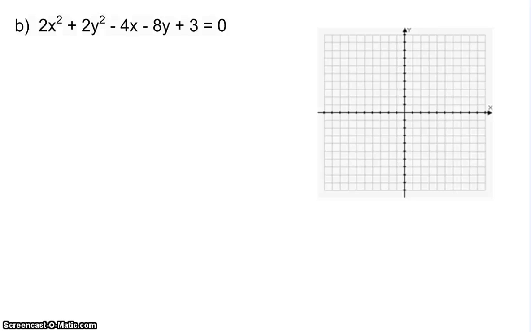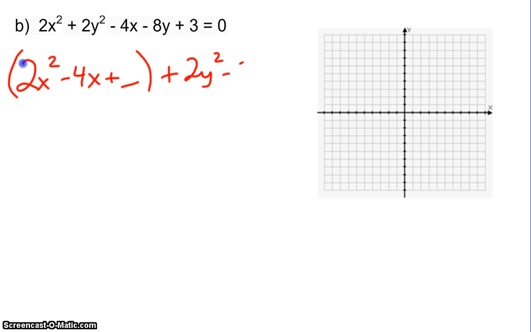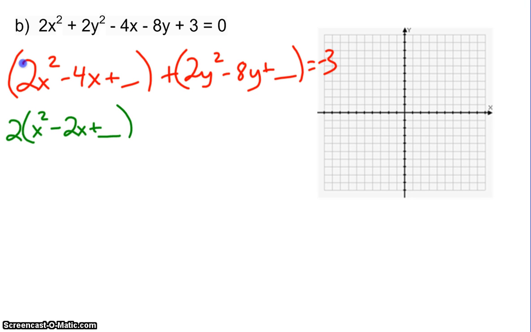We're going to group the x's together. We're going to group the y's together. And we're going to move that 3 to the other side. But in this case, we need to factor out the 2 here for the x, and then the same thing for the y.